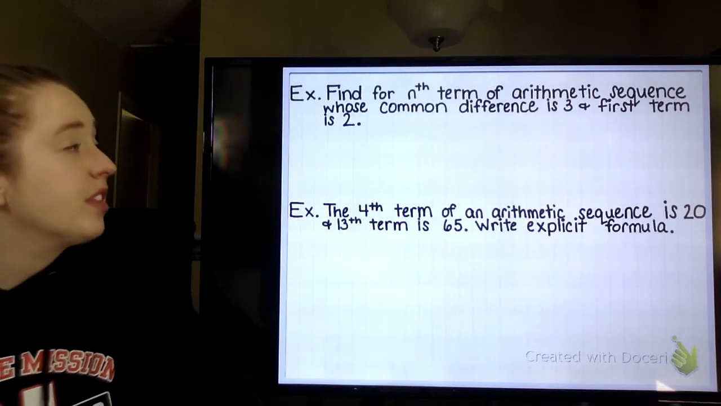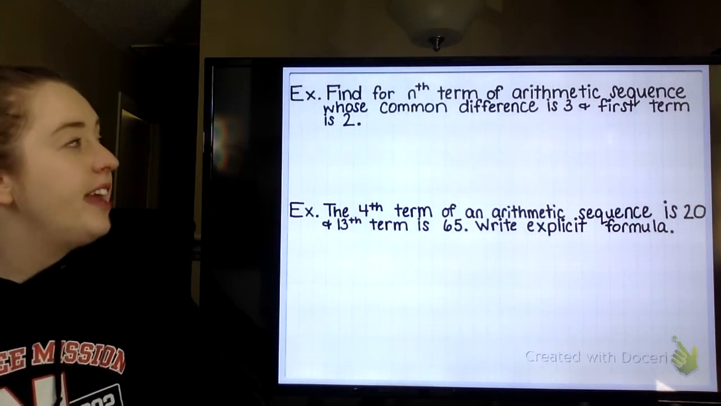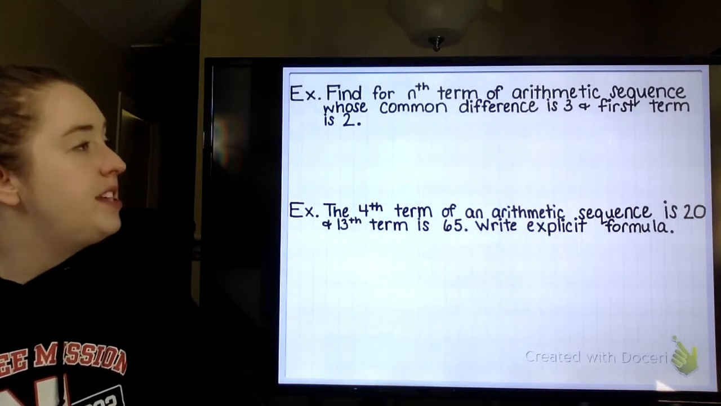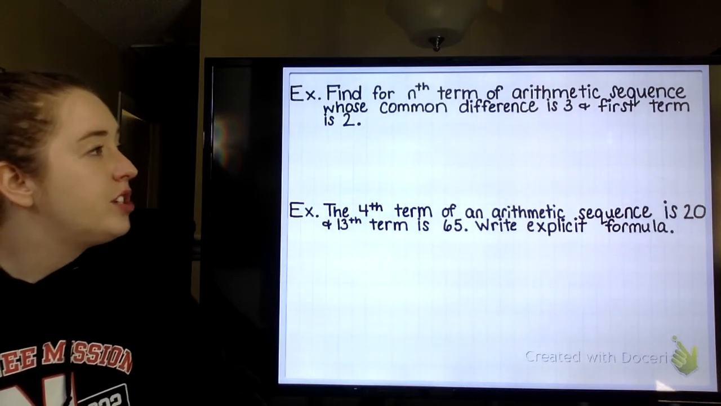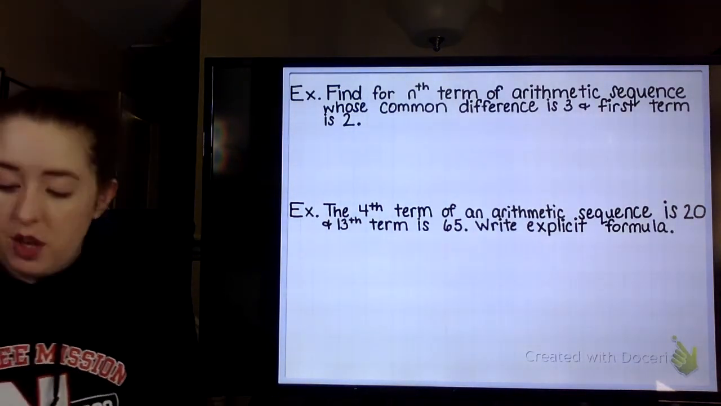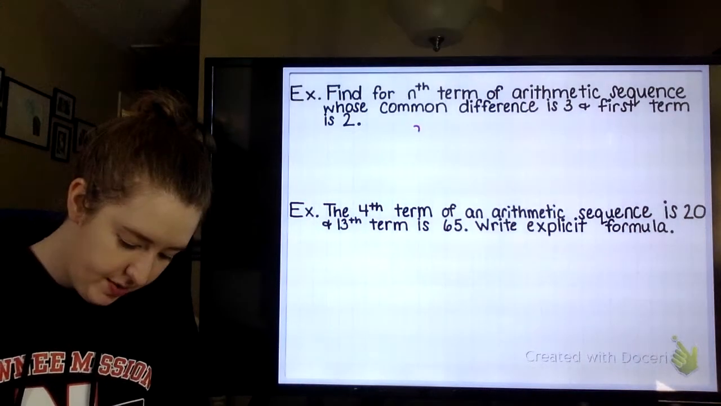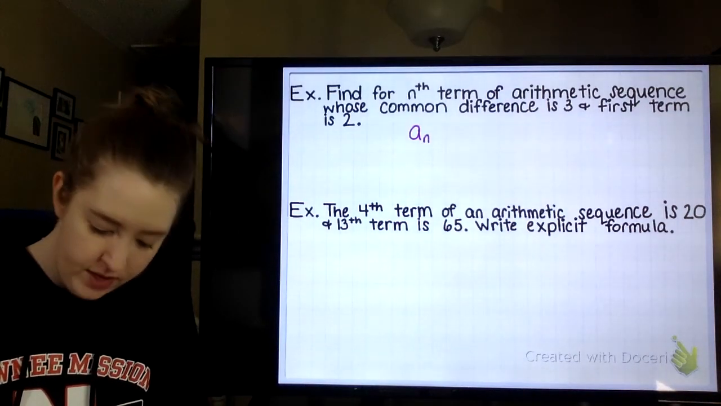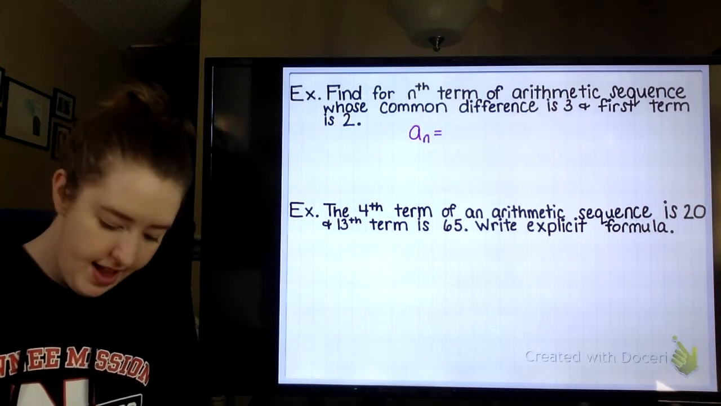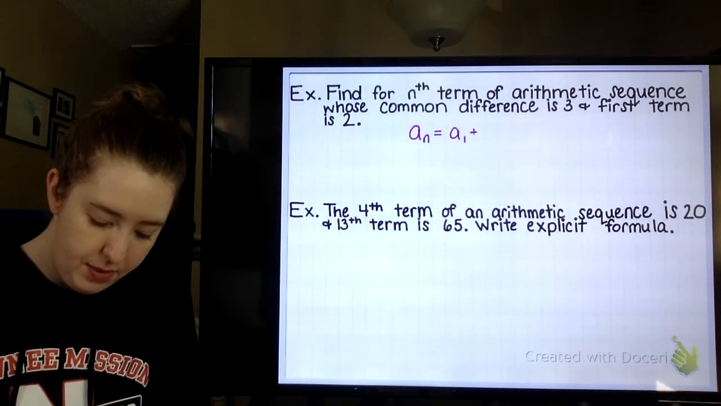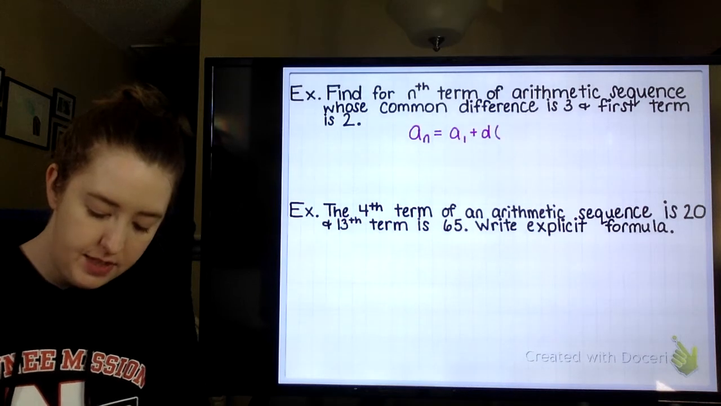Let's solve a few. Find the nth term for the arithmetic sequence whose common difference is 3 and whose first term is 2. Just a second ago, we learned about what these formulas were. We knew that it was going to be a sub n equals a sub 1 plus d times n minus 1.